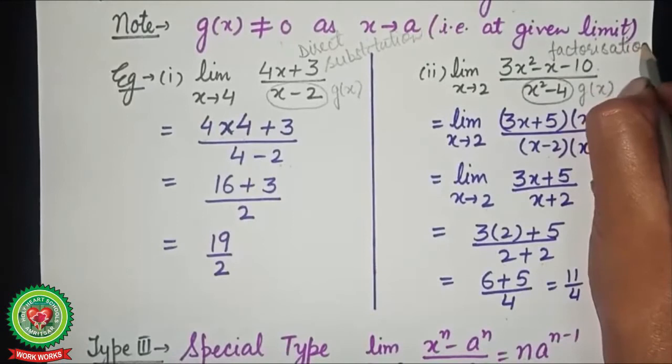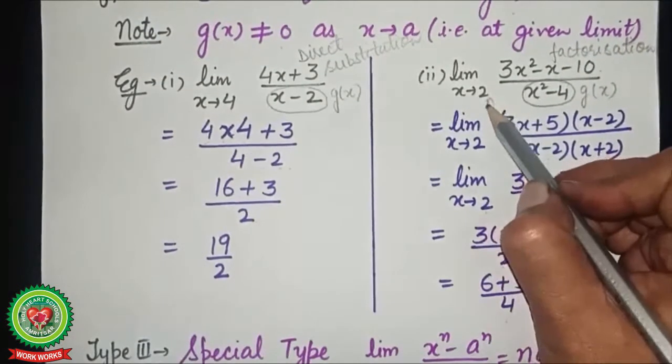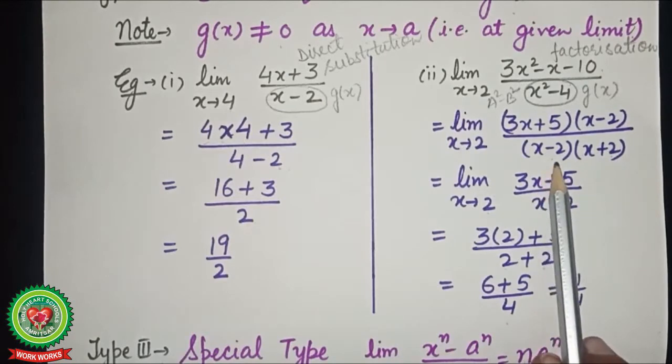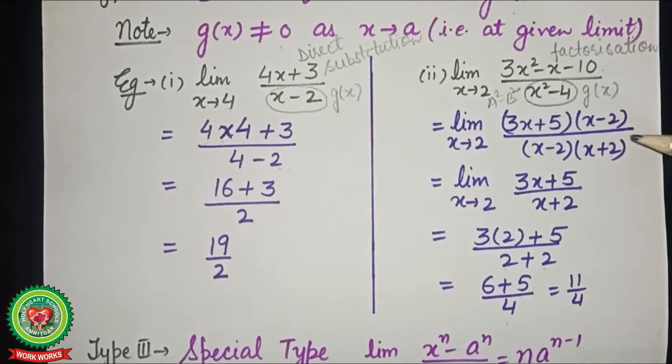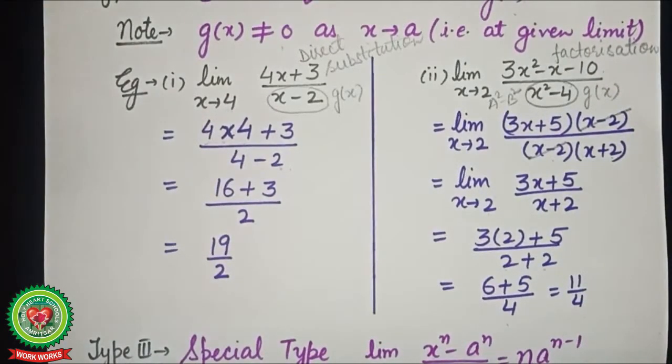So, factorize the numerator and denominator. Here we get (3x plus 5) multiply (x minus 2), and in the denominator here we will apply the identity a square minus b square. So, we get (x minus 2) multiply (x plus 2). Now, as you can see from the question, x minus 2 is cancelled out. So, we are left with limit x approaches to 2, (3x plus 5) upon (x plus 2).